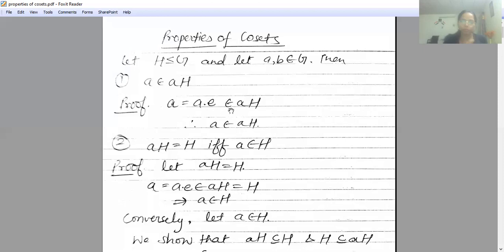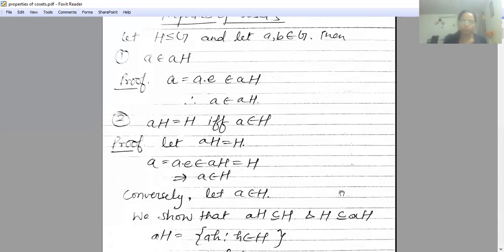So A is equal to Ae, and this Ae is in the form of an element which belongs to this left coset AH. So A is equal to Ae and Ae belongs to AH, so A belongs to AH. That means the representative element belongs to the coset. Similarly, you can prove it for the right coset also; then you will write A as e into A, which belongs to Ha. So this is your first property.